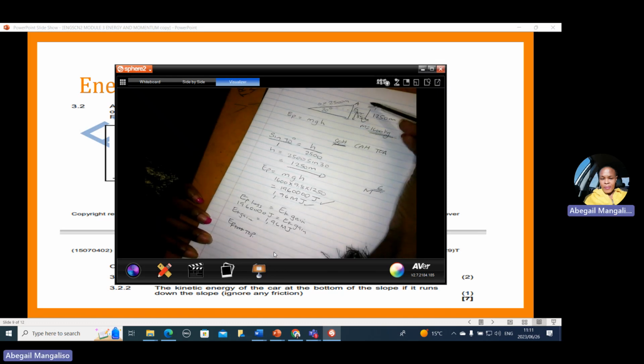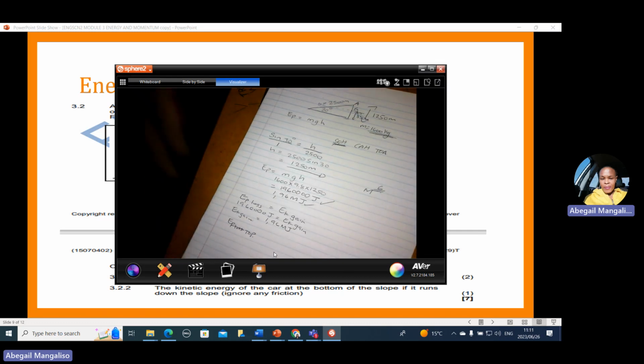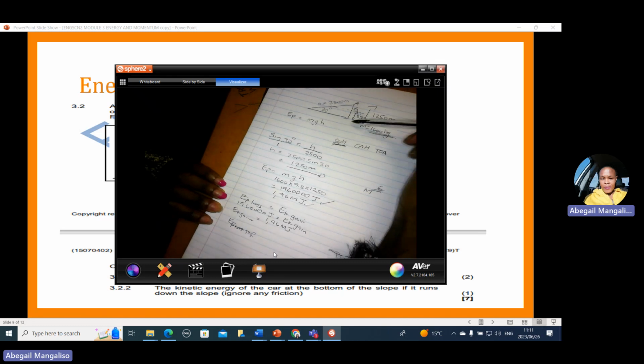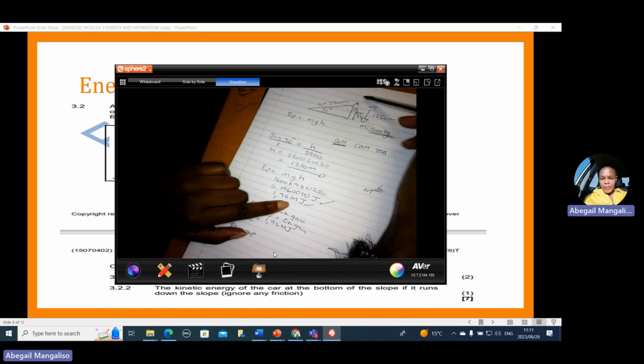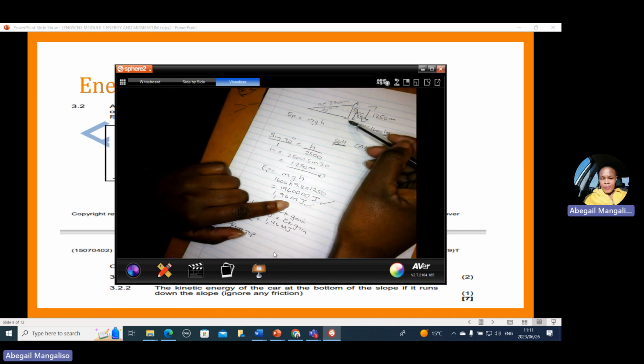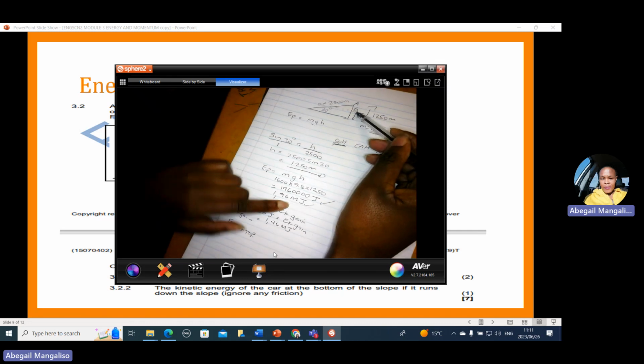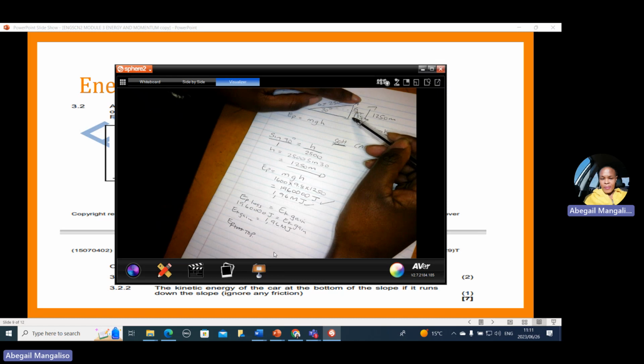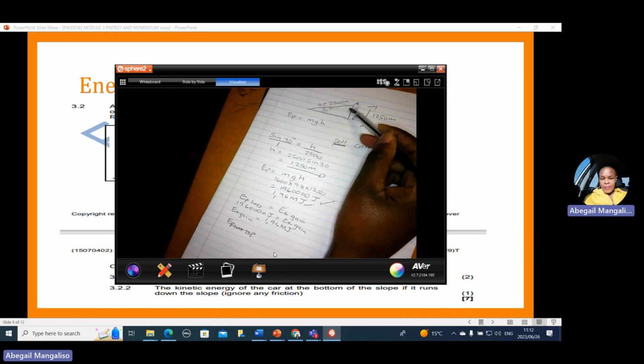It has potential energy at A. So if we can get the potential energy at A and potential at B, the difference between the two is going to give us what has been lost. Let's say at A, it has this 1.96 megajoules. At B, if we can calculate at B and we subtract B from A, we're going to get what is lost there coming from top.